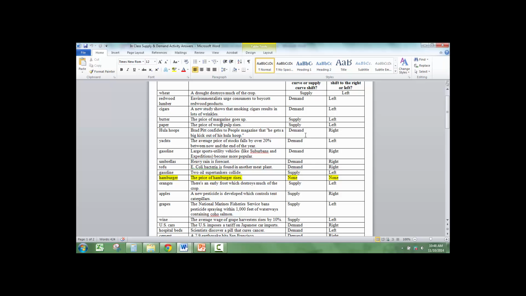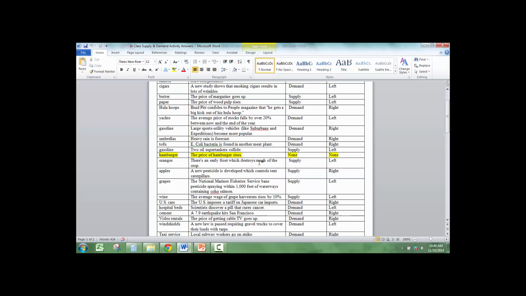Hula hoops. If Brad Pitt confides in People magazine that he gets a big kick out of his hula hoop, then he's going to increase demand or shift demand right. Okay, so if we're talking about yachts and the average prices of stocks fall 20% between now and the end of the year, demand for yachts is going to go down because this is a change in income. So if it's a normal good, which yachts would be, then demand is going to go down as income decreases. Now, demand for gasoline, if everybody likes more SUVs, would actually go up because you need more gasoline if you're driving SUVs.